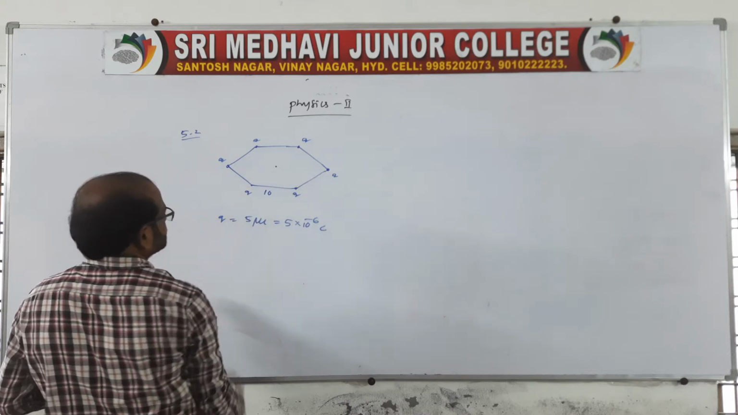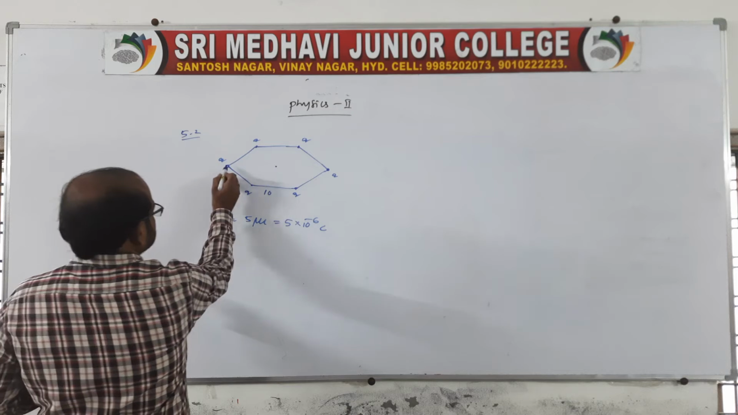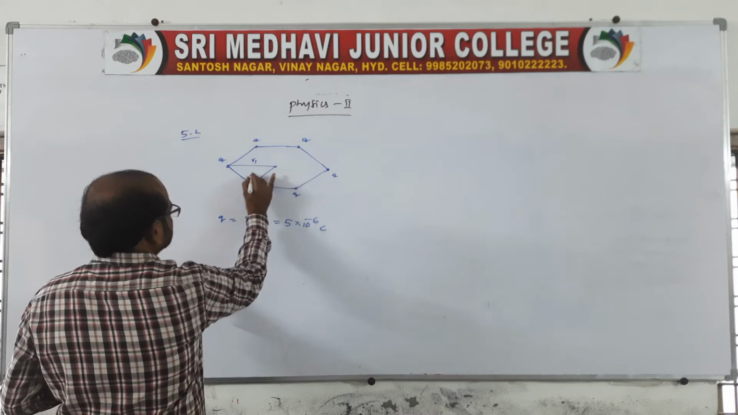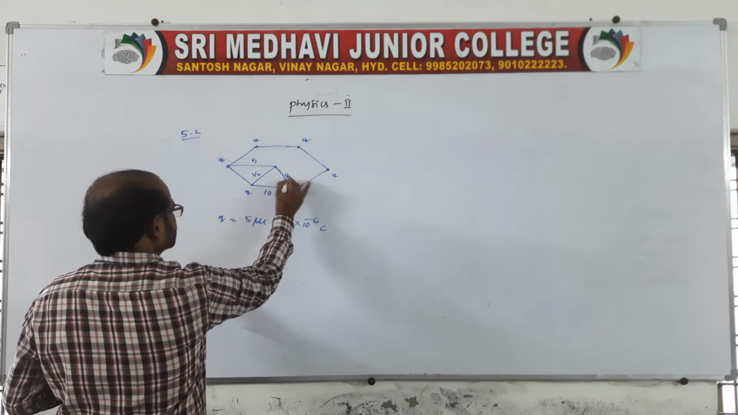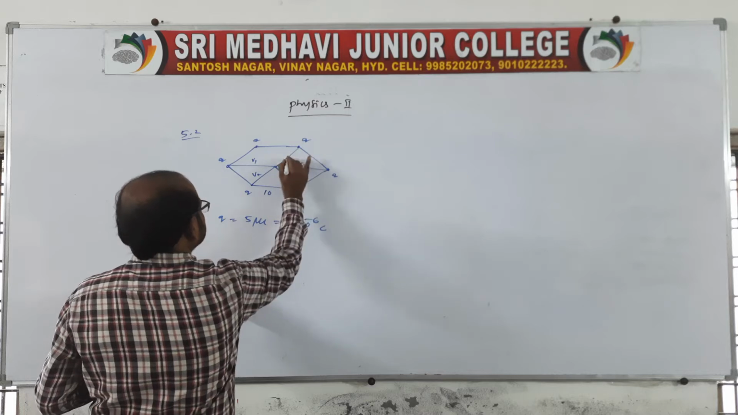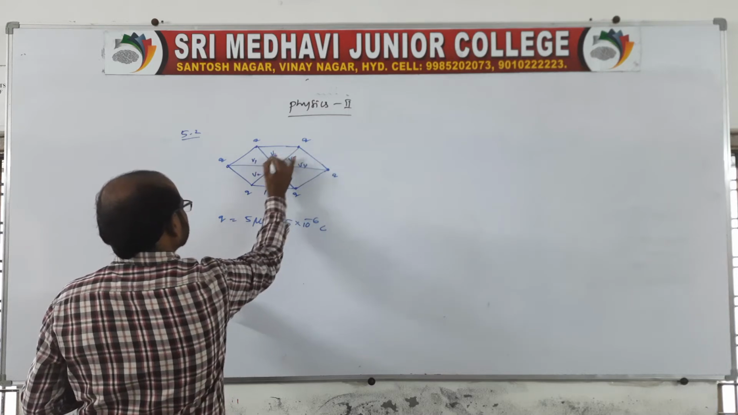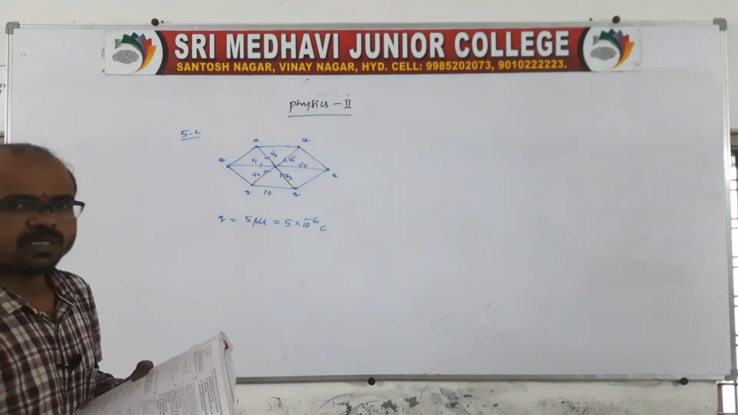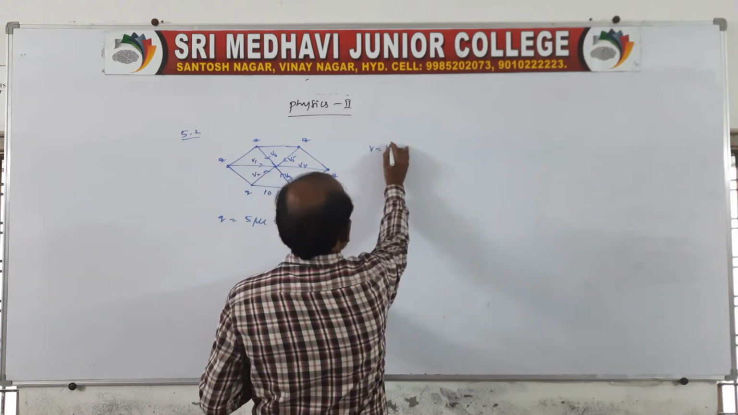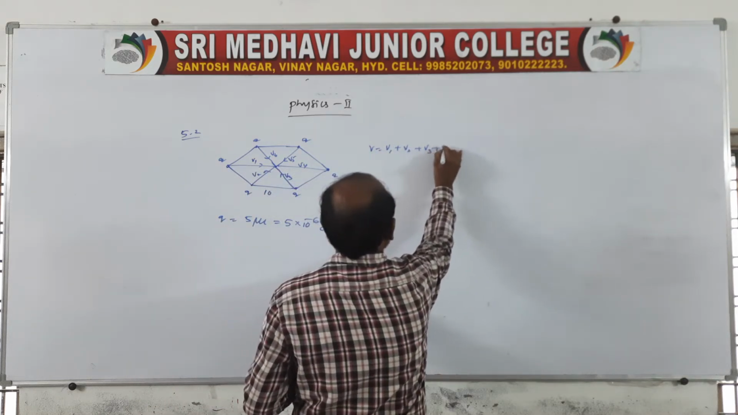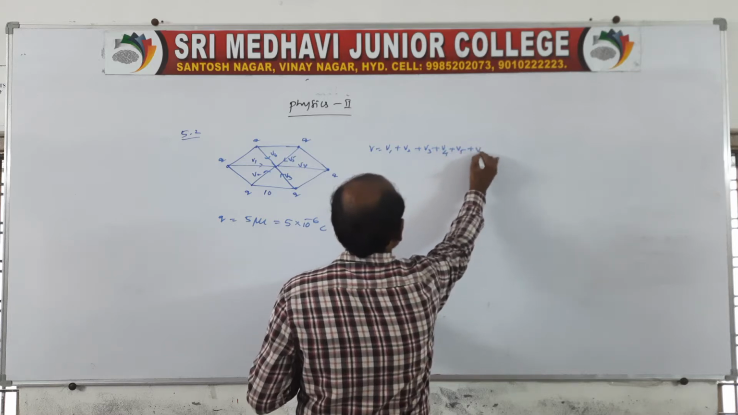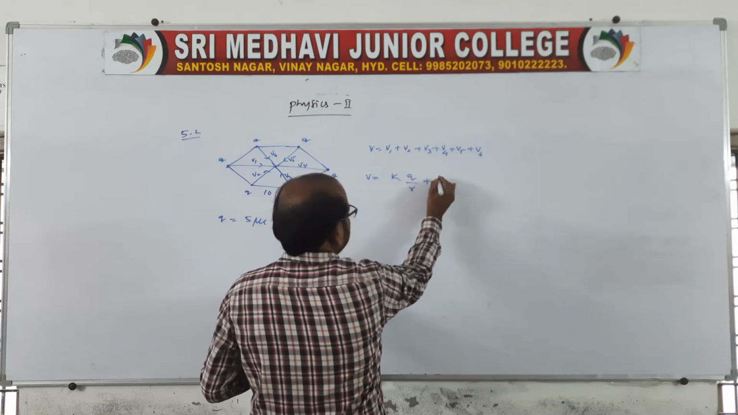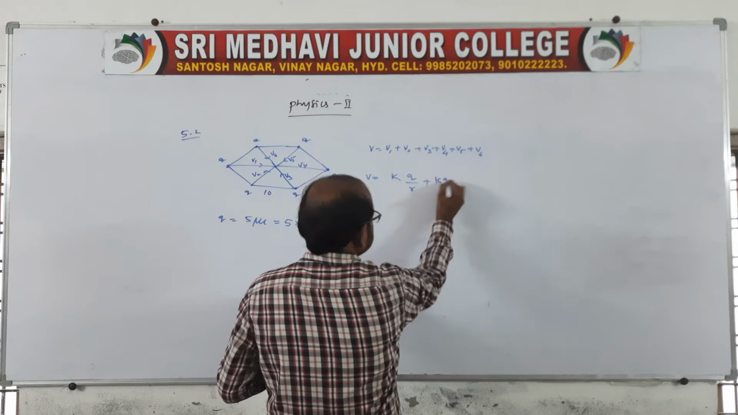He's asking to find the electric potential at the centroid, or the center, of the hexagon. Due to Q1 there will be a potential V1, due to Q2 it is V2, and V3, V4, V5, V6, all acting at the center. According to potential due to multiple charges, V is equal to V1 plus V2 plus V3 plus V4 plus V5 plus V6. So V is equal to K Q by R, added up to 6 terms because there are 6 R's.